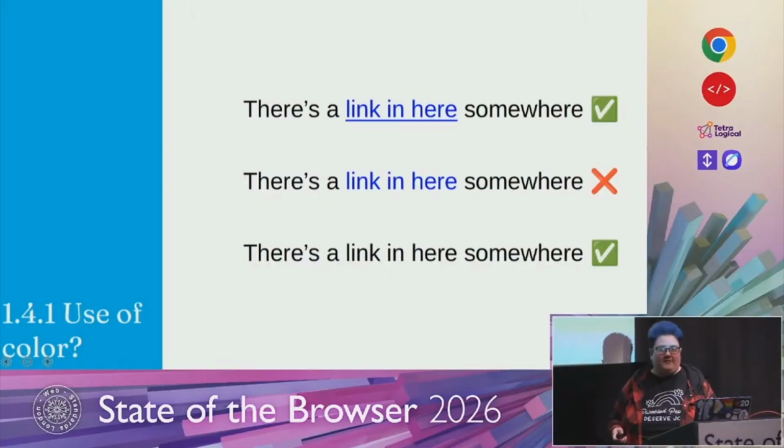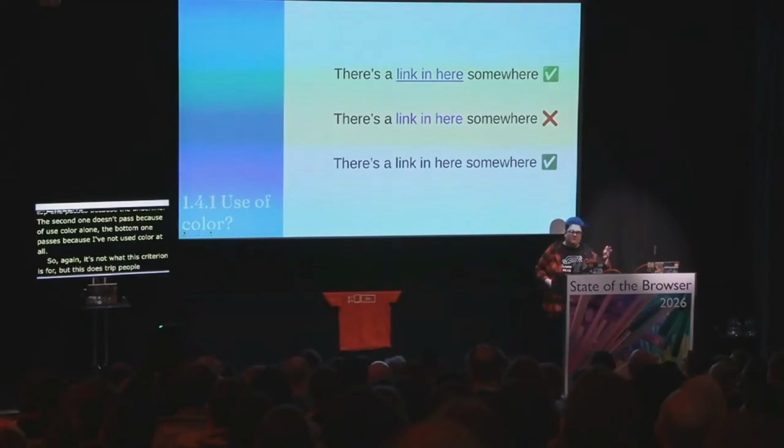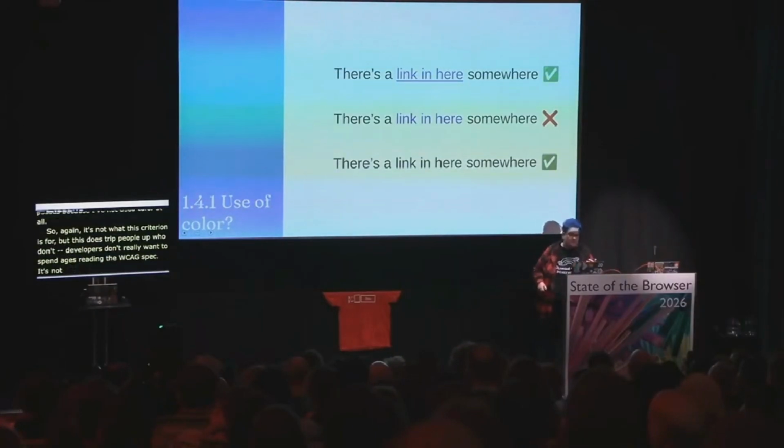So again, that's not really what this criterion is for, but this does trip people up, developers like yourselves who don't really want to spend ages reading the WCAG spec. It's not the most readable of specs. It feels a bit counterintuitive because you might look at that and go, actually, that middle one is more readable, because I can read that, but the bottom one isn't. And it's because we have this principle that if it's terrible for everybody, it's not an accessibility problem, it's just a bit shit. And so you don't raise that in an audit so much. I mean, I'd write something in an audit that goes, website's a bit naff, love.